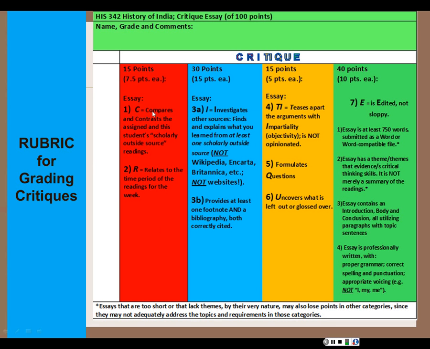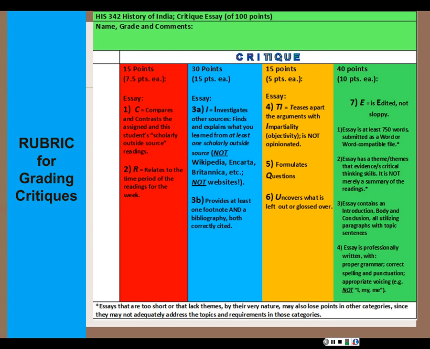15 points are divided into 2 sections here: comparing and contrasting the assigned and this student, that is your scholarly outside source readings. Comparing and contrasting, you don't need to get fanatical about this and compare and contrast everything there is between every reading. That's not the point of this. What I'm just trying to get you to do is some critical thinking.